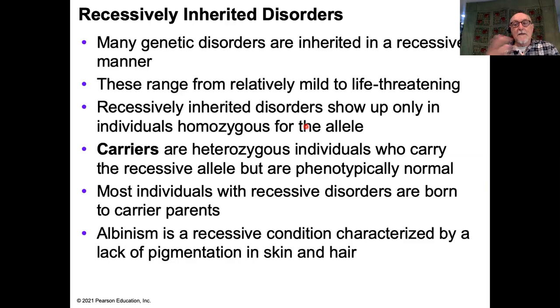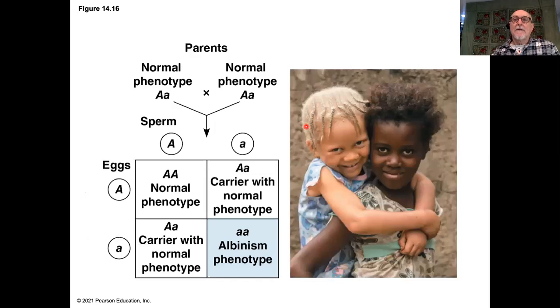And here's a classic example. If you want to think about it as a disorder, I guess you can, but this is the characteristic of albinism. People with albinism do not lay down any melanin in their epithelia. So their skin is extremely pale, and they usually have blue eyes because blue eyes are eyes which lack pigment. So this is inherited as a recessive.